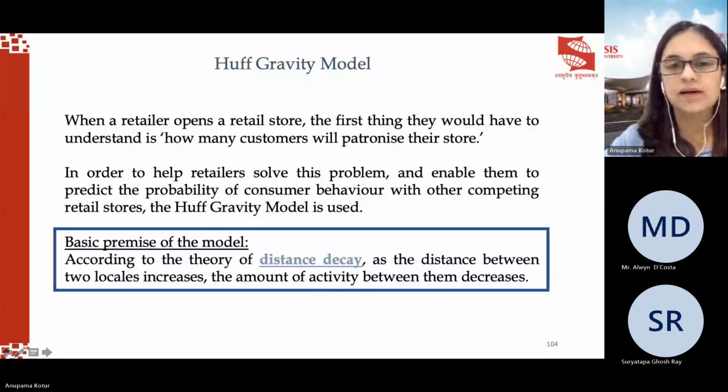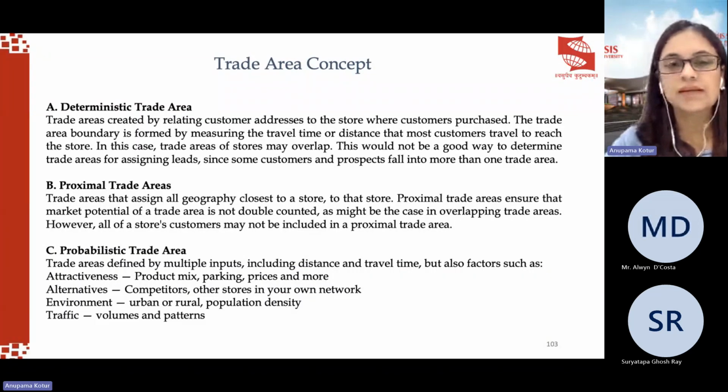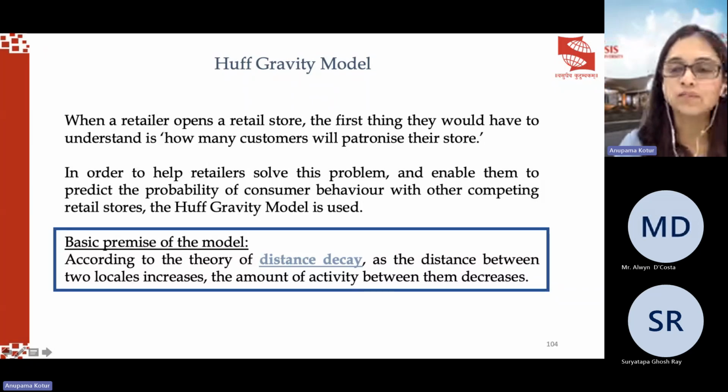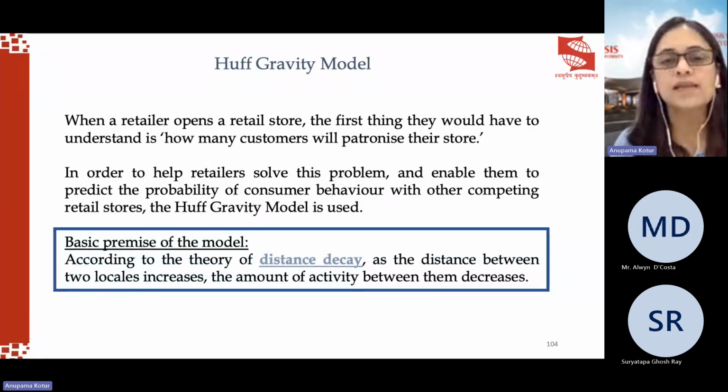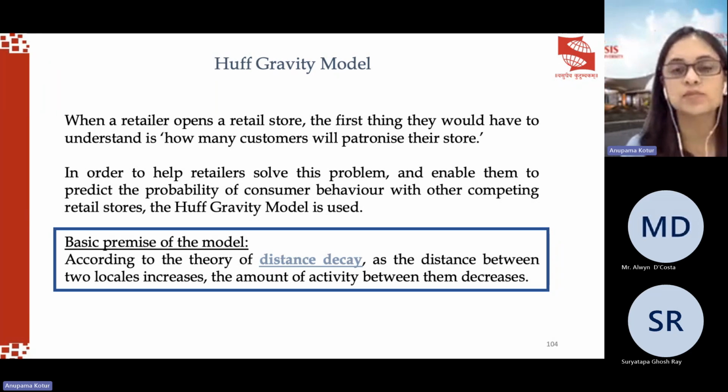Okay, welcome back. Let's quickly continue the session. We are learning about the concept of trade area, continuing the discussion. There are two models that really support this decision. Now, what we must understand at this point is that these models are enablers.